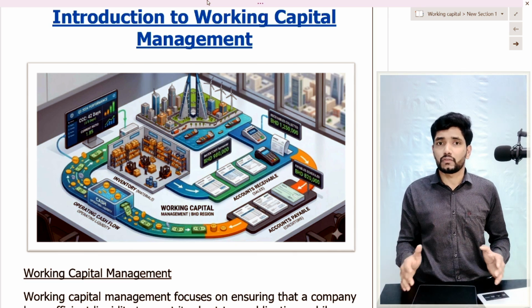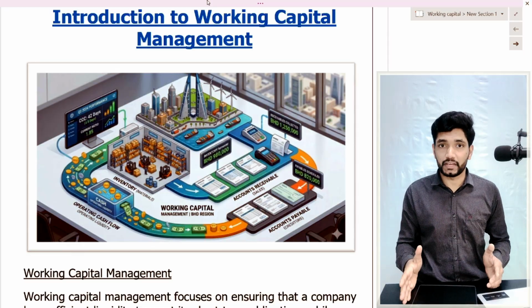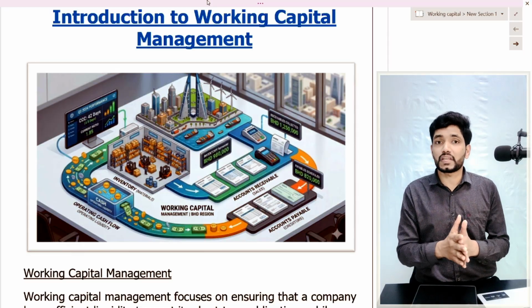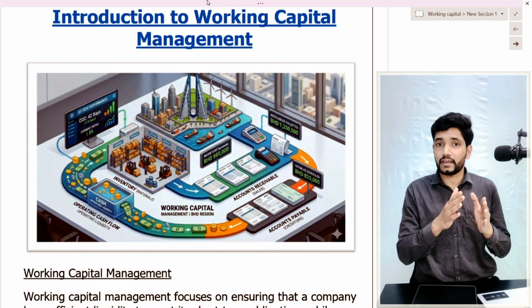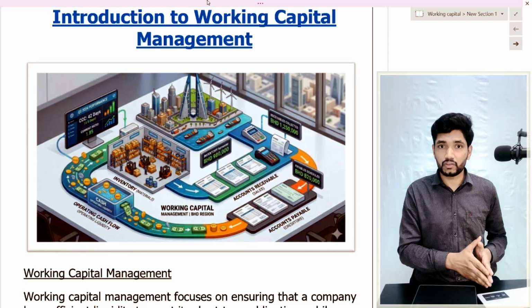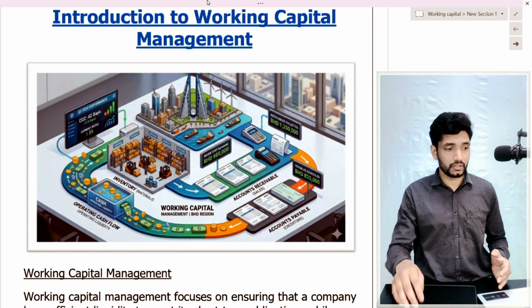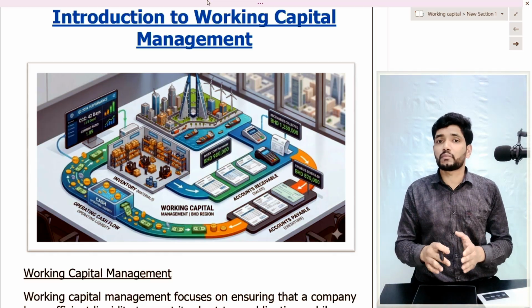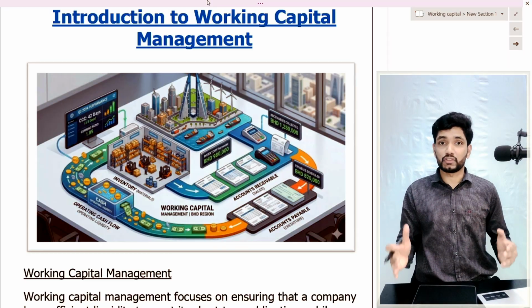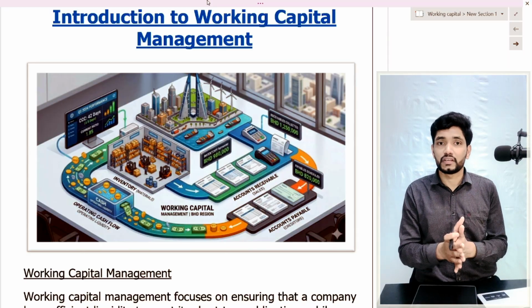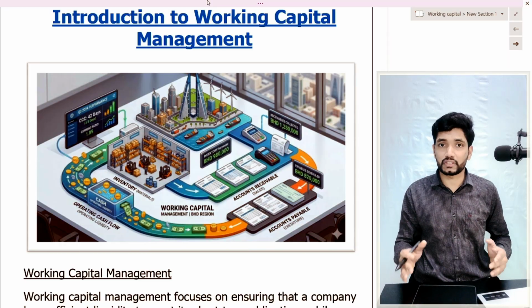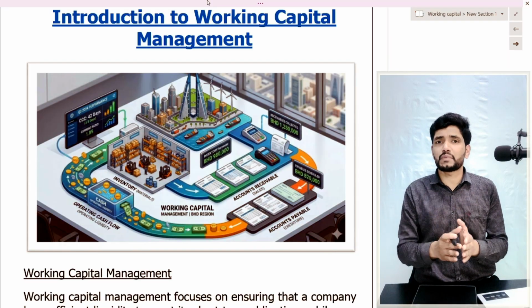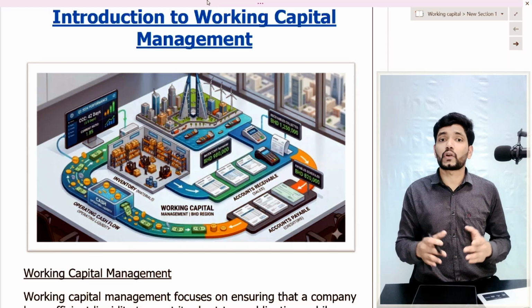In this tutorial, we are going to discuss working capital management. As we know, working capital is the fund or capital that is available in the business to manage the day-to-day activities. In the business, there will be some long-term investment, like in fixed assets. There are some short-term investments also in the current assets. So working capital will come under the short-term investment.